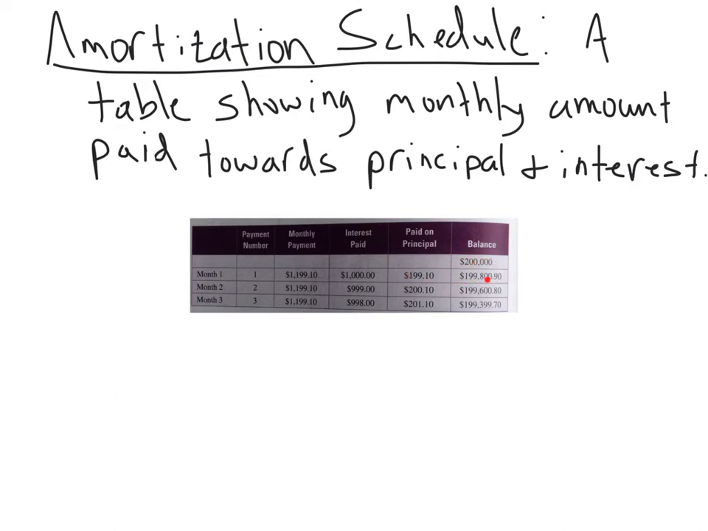So at the end of month 1, they still owe $199,890, right? And so you can just see, and then you'll go back through, and I'll show you an example right now, actually.